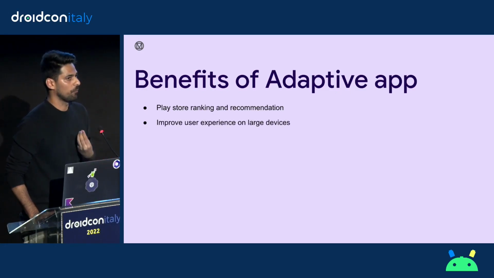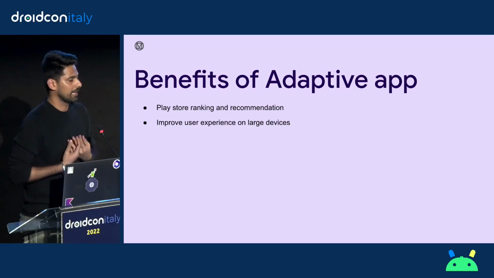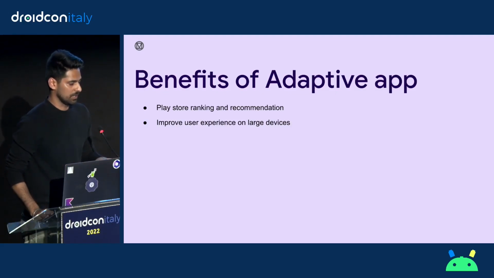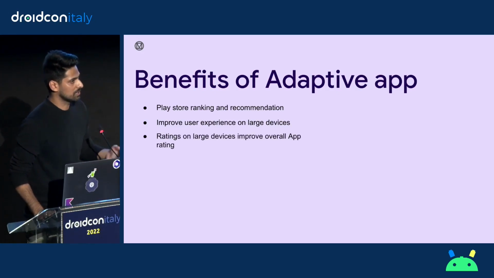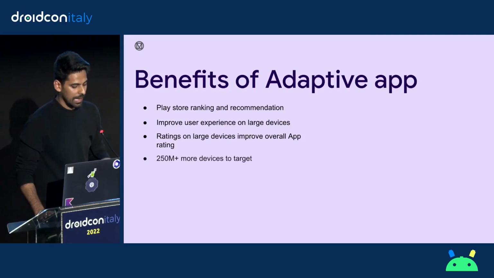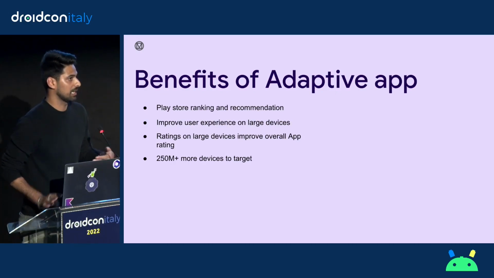It also provides a very good user experience if the user is switching from, let's say, a phone to a tablet. It will be a really nice experience to not just see the buttons and everything stretched. Improved user experience will actually improve ratings on large screens, which improves the overall app ratings as well. And there are 250 million plus large screen devices, and it's growing rapidly. So I don't know which product team would want to ignore that.